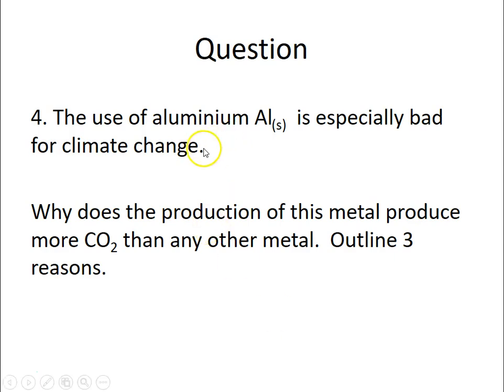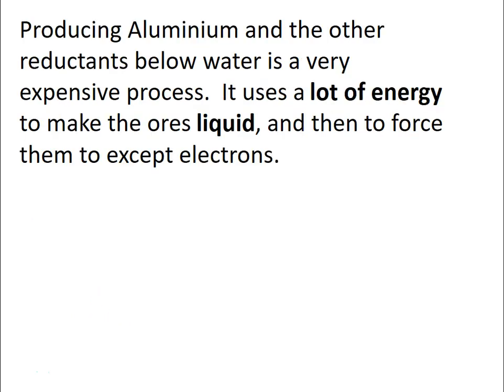So use of aluminium metal is especially bad for climate change. Us producing aluminium metal is very controversial. Why does the production of this metal produce more carbon dioxide than any of the other metals? And there's three reasons.